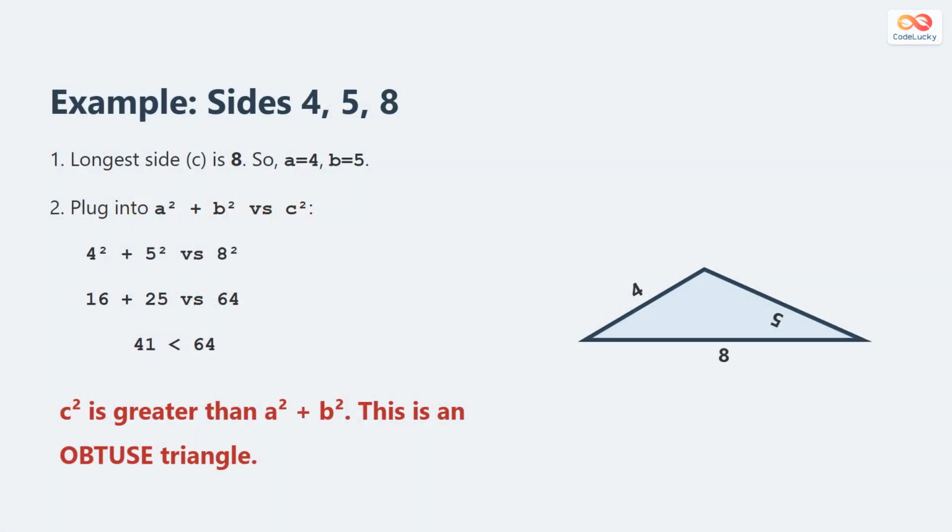Here's one more example with sides 4, 5, and 8. The longest side, c, is 8. We compare 4 squared plus 5 squared to 8 squared. This gives us 16 plus 25 compared to 64. The sum is 41, which is much less than 64. Because c squared is larger, this triangle is obtuse.